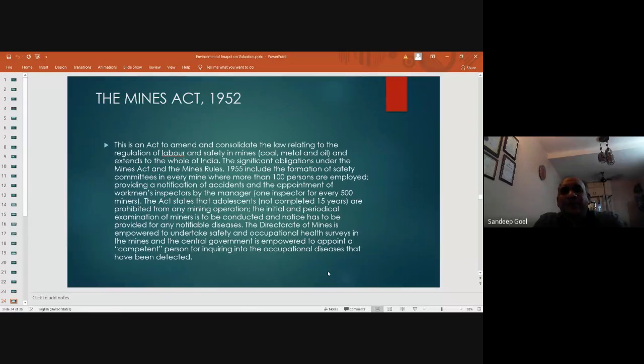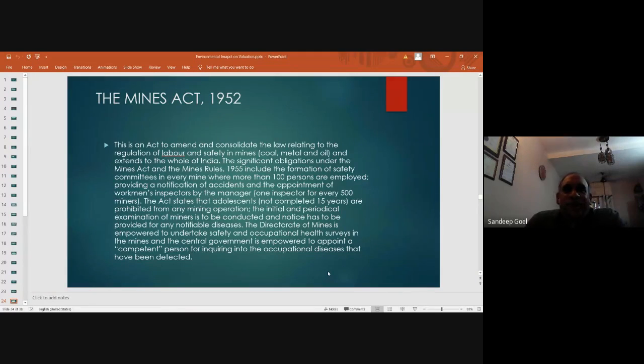The Mines Act 1952. So these are the important legislation for the environmental aspect and other workers' benefit. These are discussed in detail. And only 3 marks will be there for this whole of this exercise. So you have to go through it. 3 marks are important. We cannot leave this.